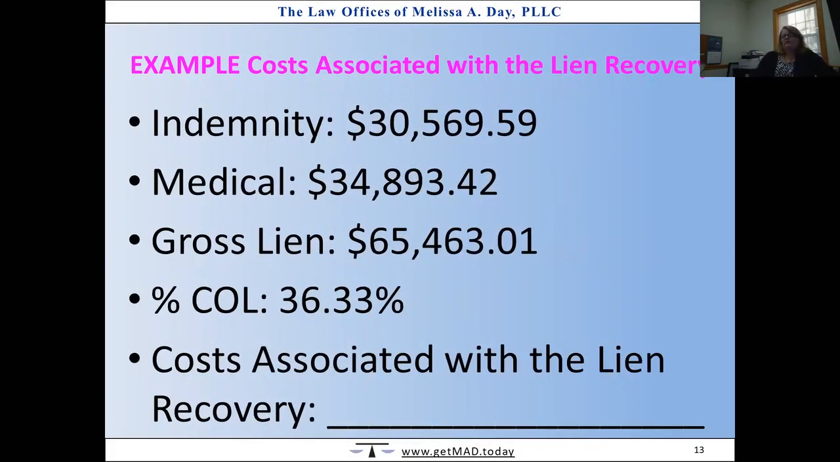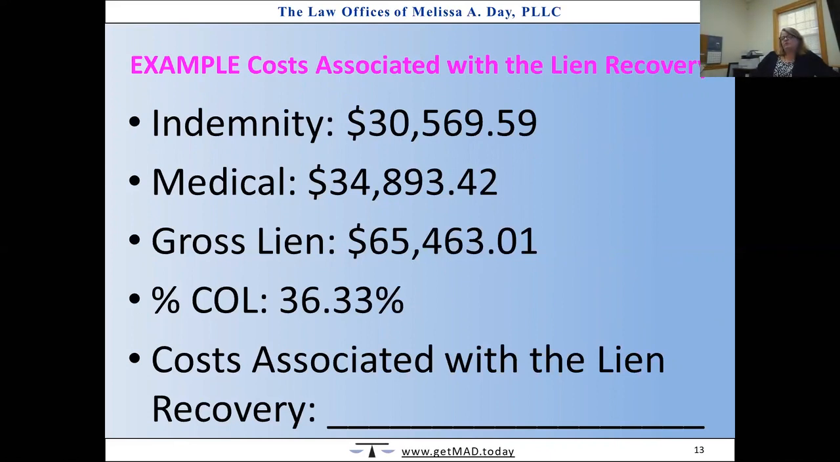Let's assume that this is the same example that we have been dealing with so far during the presentation today. Let's assume that the lien at the time of the recovery was indemnity benefits that had been paid of $30,569.59, medical benefits of $34,893.42 for a gross lien of $65,463.01. We'll use the same percent cost of litigation that we just calculated by dividing the costs of the litigation by the gross amount of the recovery of 36.33%.